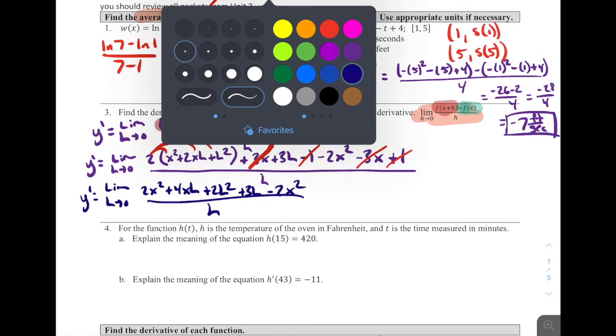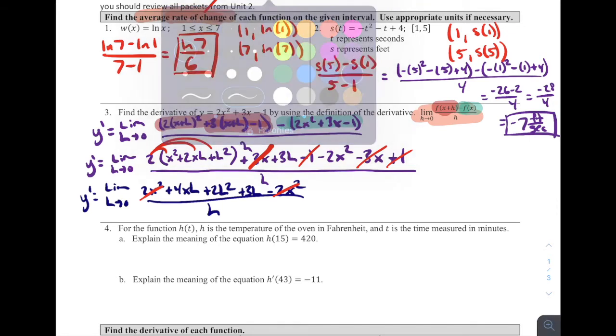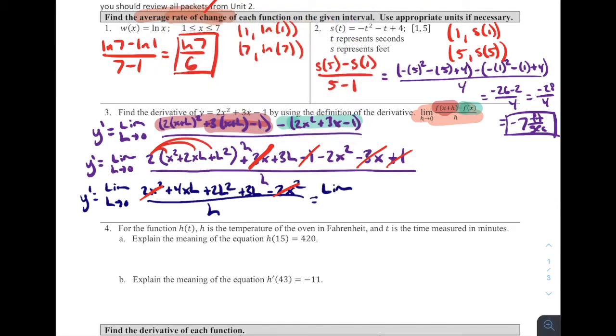But we can also see now that we've expanded all the way that our 2x squared and our negative 2x squared are going to cancel each other out, which means that this is going to become the limit as h approaches 0 of 4xh plus 2h squared plus 3h all divided by h.